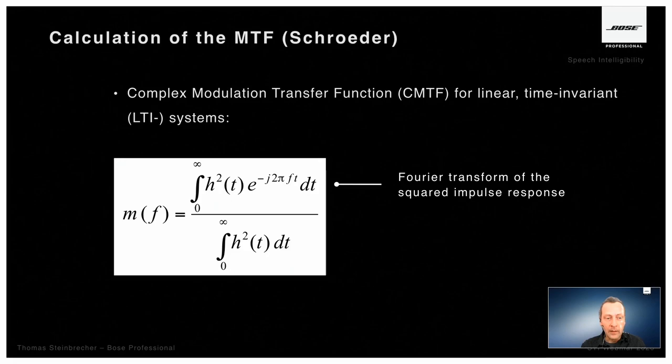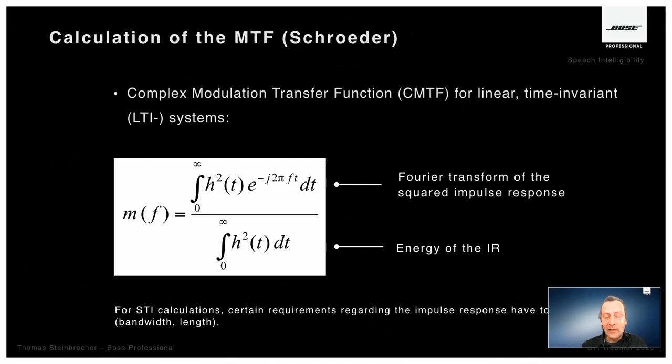So what you see here is an integral, and then you see h, that's the impulse response, h from t, it's squared, and then this whole thing with e to the power of something, that's the Fourier transform. And then you divide that by something different, and that is essentially the energy of the impulse response. So that's the basic method how you calculate a complex MTF from an impulse response.